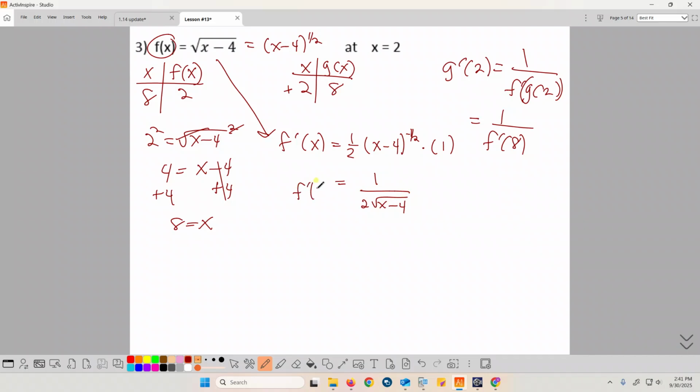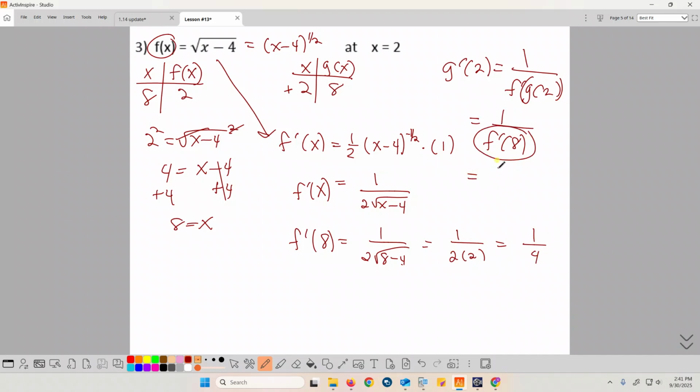And that's the derivative. And the reason why I wanted to write it like this is because now I need to take this derivative and I got to plug in 8, you see? So let's plug in 8. All right, so that's going to be 1 over 2 times the square root of 8 minus 4, right? And so that gives me 4 in there. Square root of 4 should be 2. And so we end up with 2 times 2, which is, of course, 1/4.